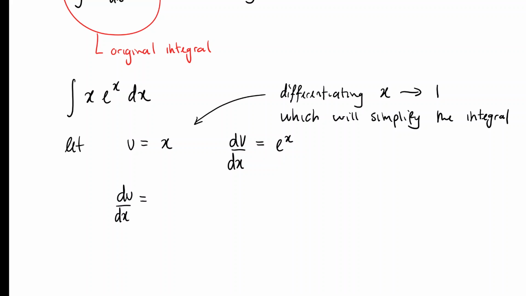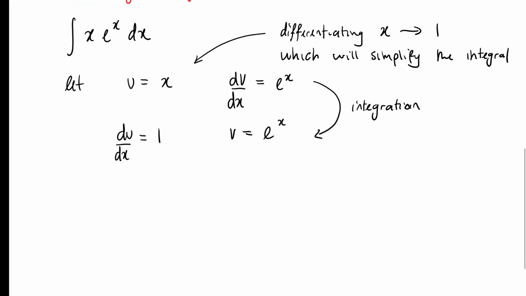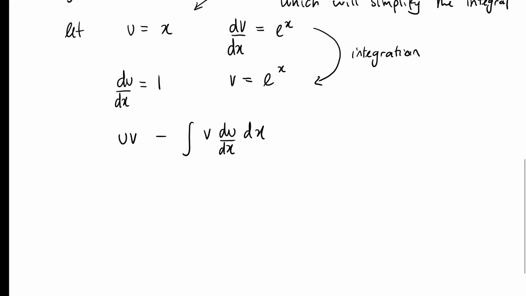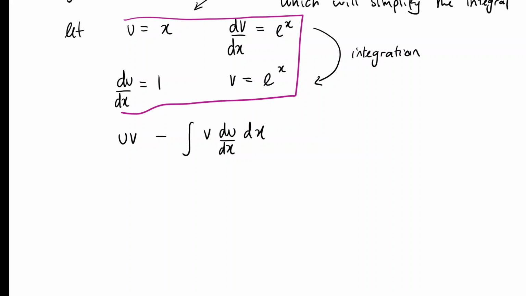Du dx must be 1, as the derivative of x is just 1. To go from dv dx to v, that's undoing the differentiation, that's a small integration of its own, where e to the x just comes back to e to the x. Using the rule, stated again here, u v minus the integral of v du dx dx, we can put these parts together.